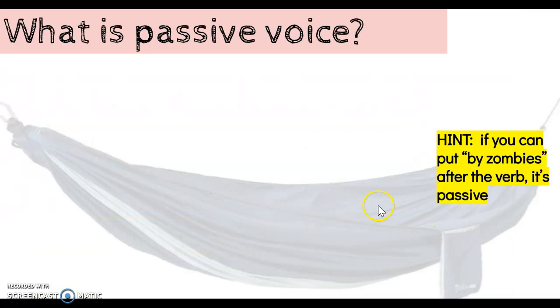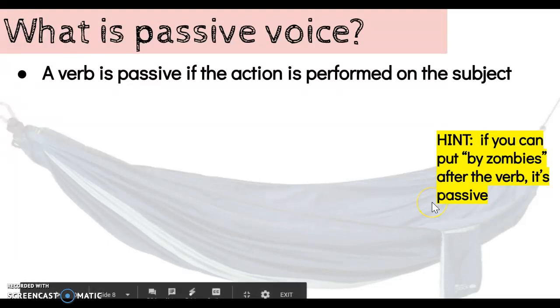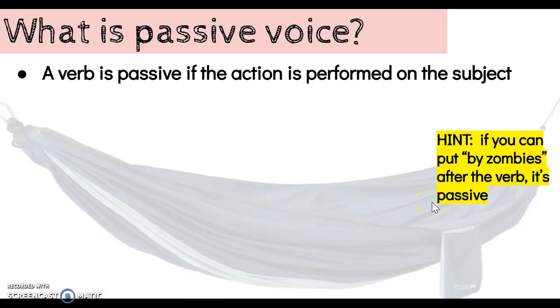So what is passive voice? A verb is passive if the action is performed on the subject. And you'll see here that the background that I used was a hammock. When I think of a hammock, it's kind of a place to rest. A passive voice just kind of sits back a little bit. It's not as obvious maybe. It's not as quick to show its meaning.